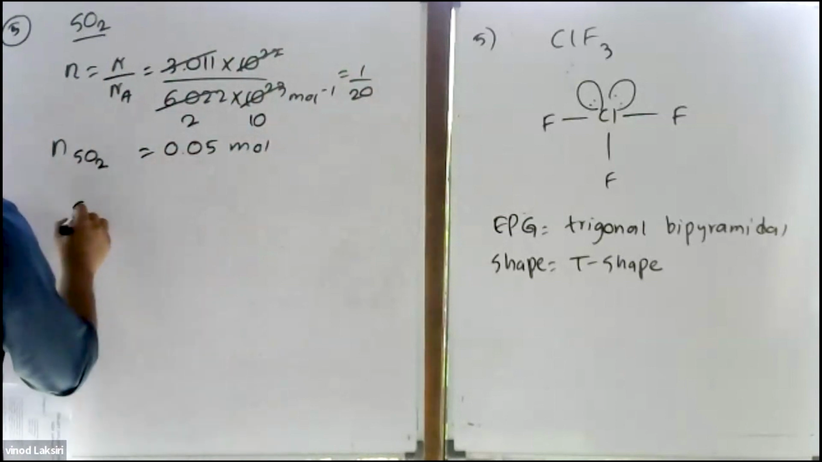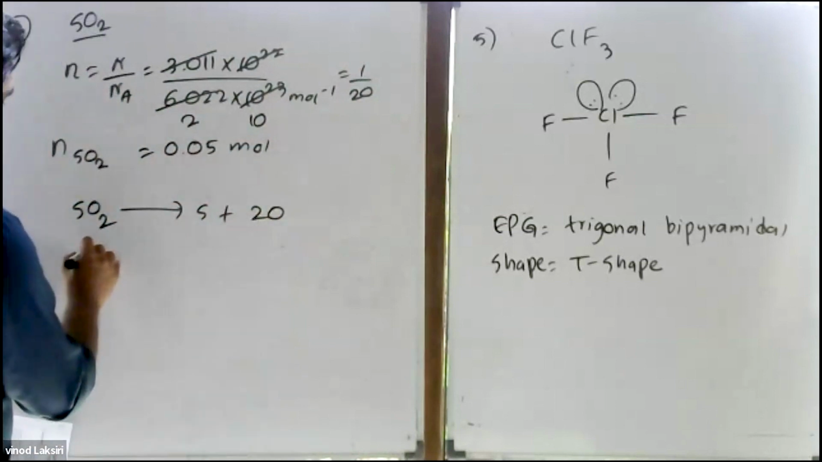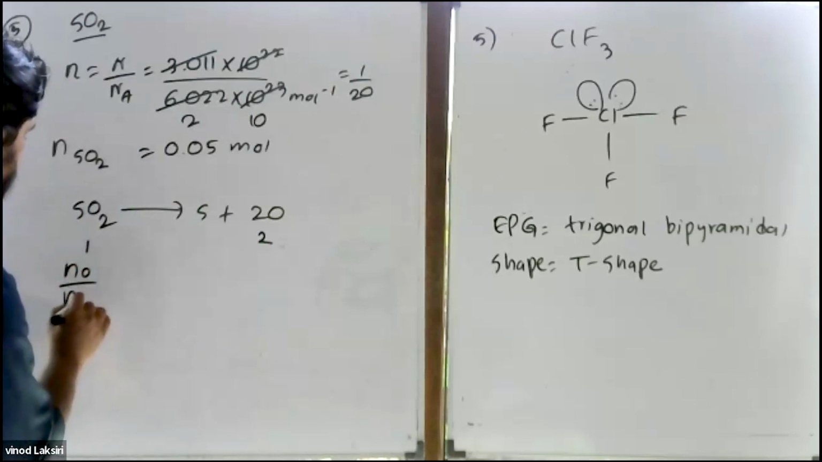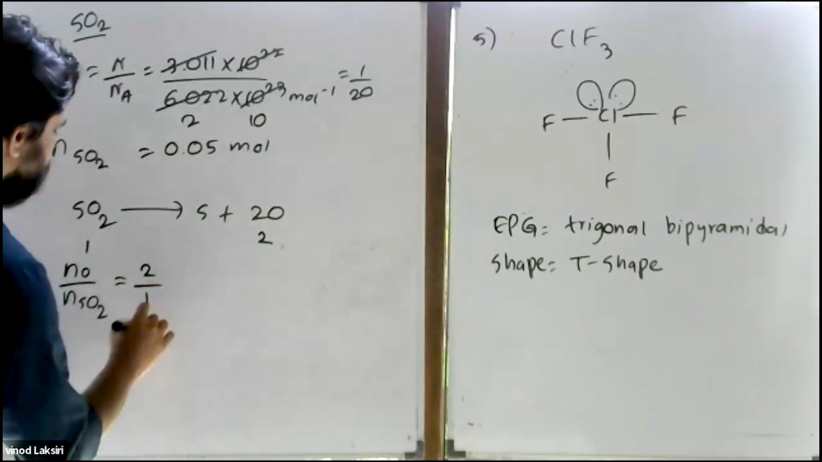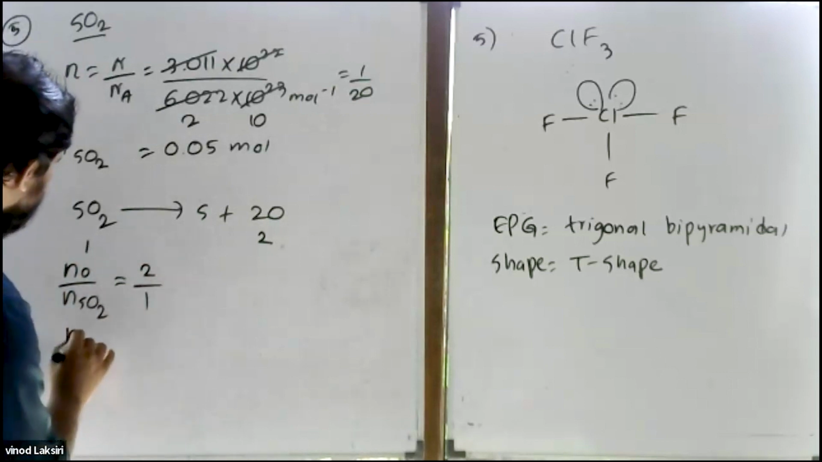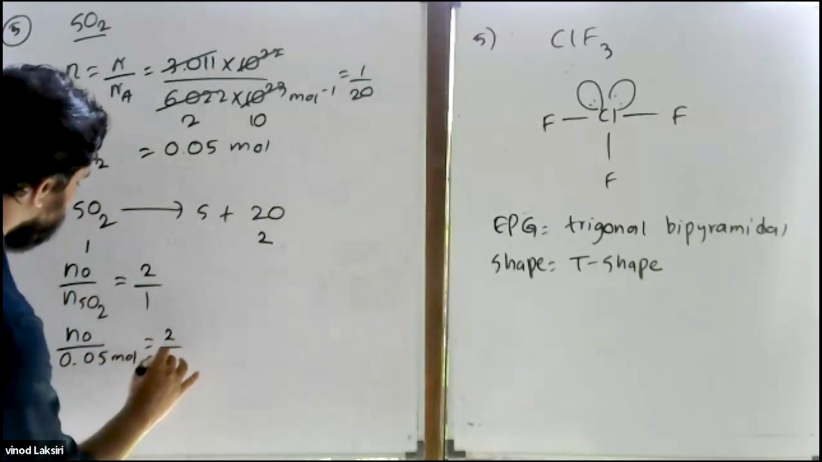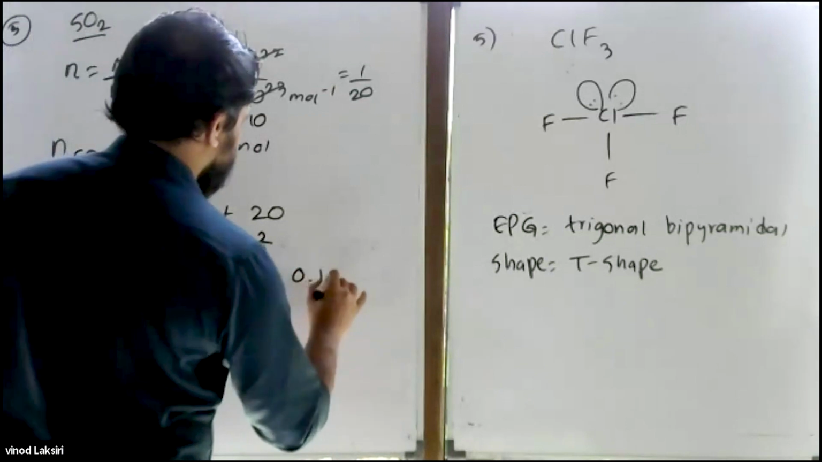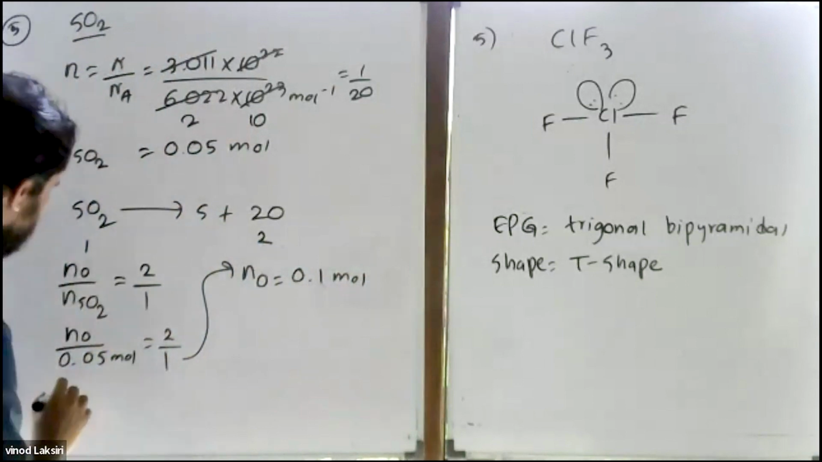Then SO2 contains 1 sulfur and 2 oxygen. Therefore, the stoichiometry is 1 to 2. So we can write number of moles of oxygen divided by number of moles of SO2 equals 2 divided by 1. The molar ratio is equal to the stoichiometric ratio. So number of moles of oxygen divided by 0.05 moles equals 2 divided by 1. Then number of moles of oxygen equals 0.05 multiplied by 2, which is 0.1.